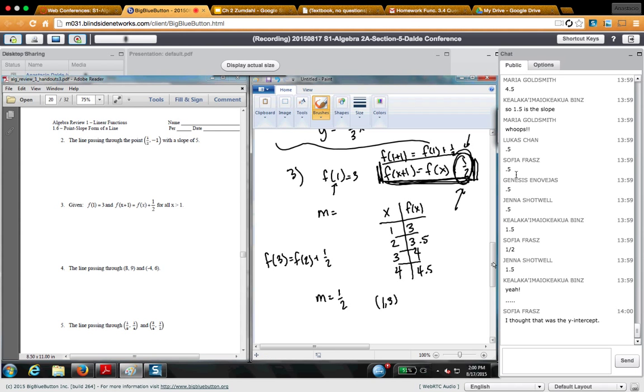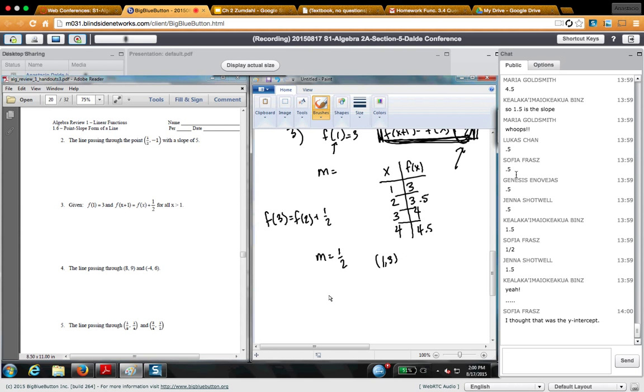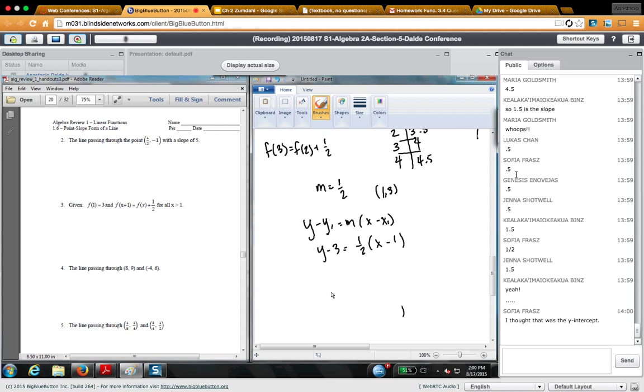So I have a point and the slope, so I'm going to use the point-slope formula. Point-slope formula is y minus y1 equals m times x minus x1. Plugging that in, I'll go y minus 3 equals 1/2 times x minus 1. Expanding that out, I get y minus 3 equals 1/2 of x minus 1/2. Add 3 to both sides, I get y equals 1/2 of x plus 5/2.